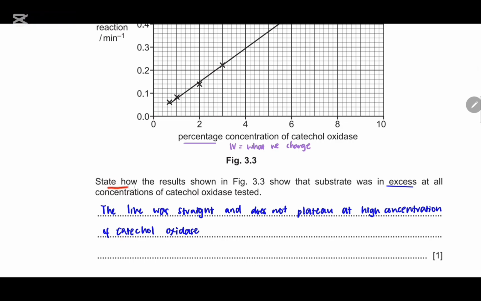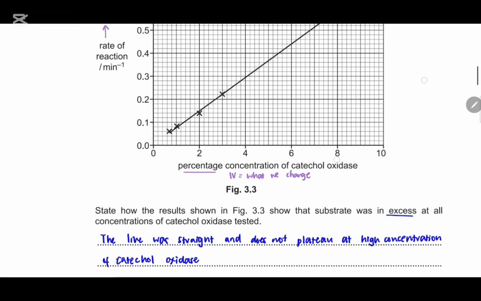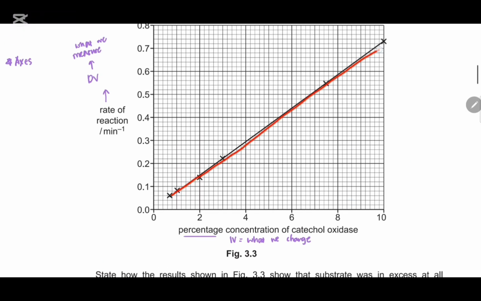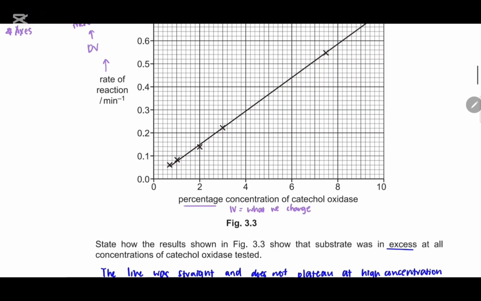So the question reads, state how the results show that the substrate was in excess at all concentrations of oxidase tested. Because what we can see from the result is that the line was straight and it does not plateau at high concentrations of catechol oxidase, meaning it continues to increase. Because what happens if the substrate was limiting, or we can say if substrate is the limiting factor, the typical graph that we expect is that it should plateau.